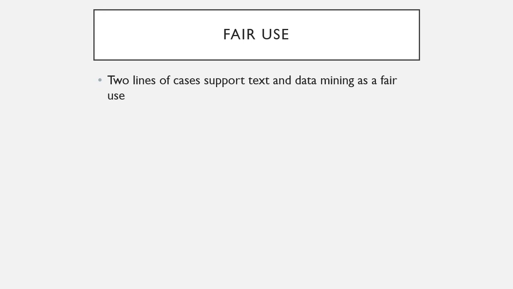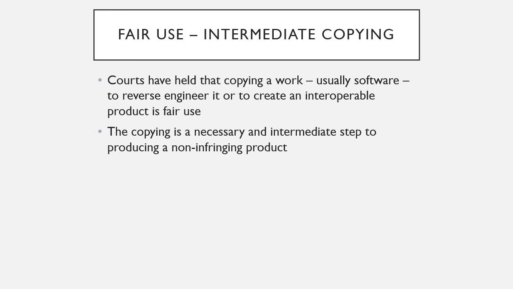First, in the 90s, we saw cases involving so-called intermediate copying. This often involved video games or other kinds of operating system software where the defendant wanted to create some interoperable, complementary good. So in one case, they wanted to create game cartridges that would play on a Nintendo game box. They had to copy this software in the Nintendo box in order to figure out how to write their own game. And the court found that that was a necessary intermediate step to create a non-infringing product.